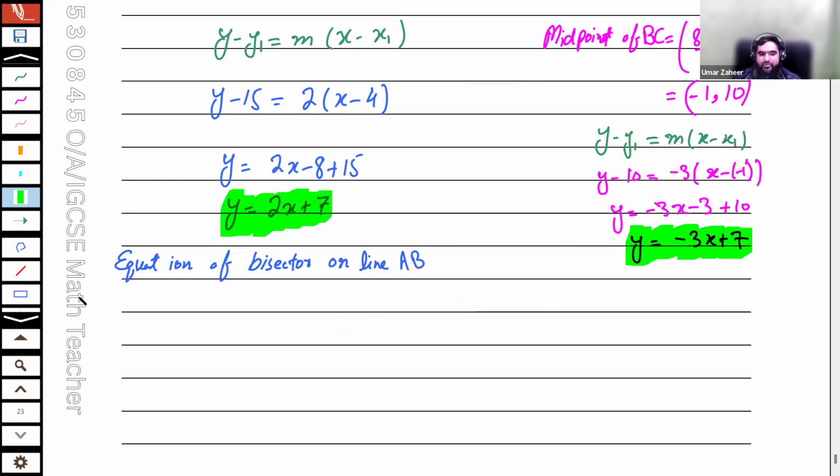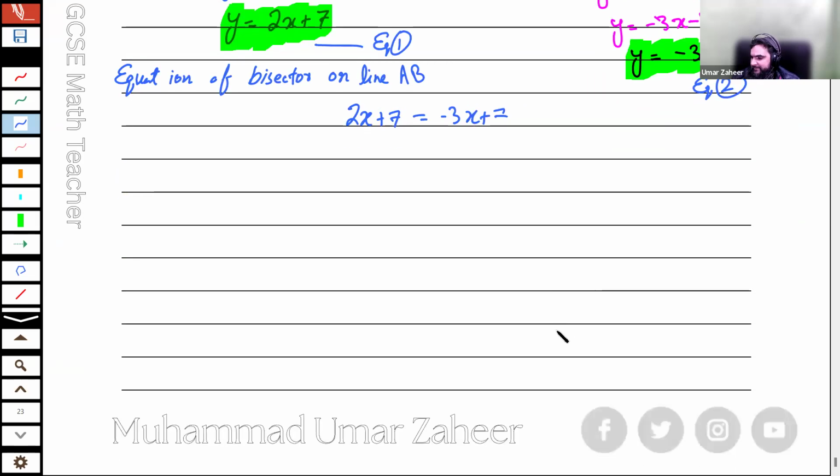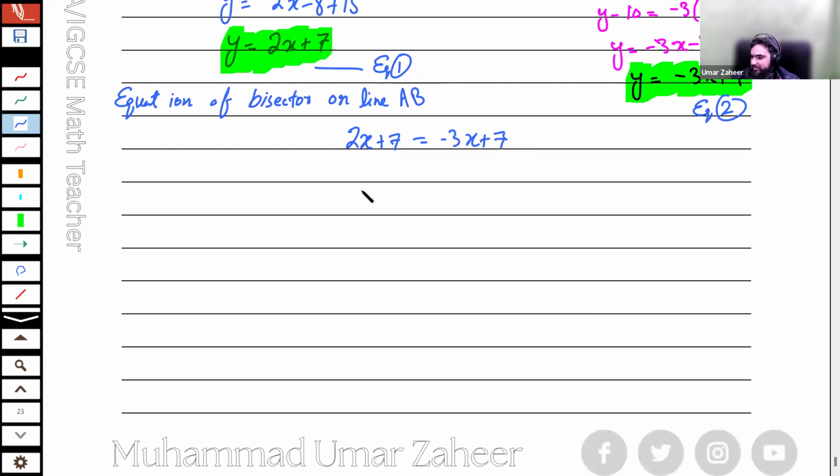So we have the equations of two perpendicular bisectors. We are going to solve them simultaneously. All of you know how to solve equations simultaneously. So let's solve it. I'm going to name them equation 1 and equation 2. Comparing equation 1 and equation 2, you get 2x plus 7 is equal to minus 3x plus 7. Moving minus 3x to the other side gives plus 3x, and 7 minus 7 is 0. So you will get x is equal to 0.